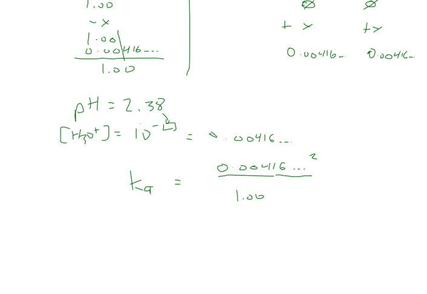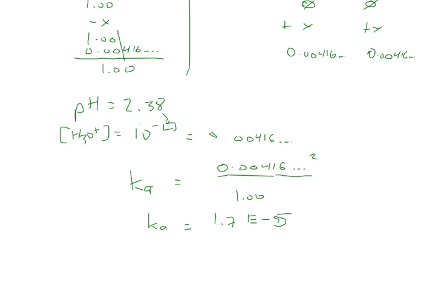So all I've got to do is take the number I have and square it. I've got a Ka value now of 1.7 times 10 to the minus 5. What was the Ka value in your data booklet? Okay, so pretty close. The only reason it might be different, I would think, is that experimental data doesn't always come out the same as theoretical data. That's one possibility. Two is that this is actually temperature dependent, so if you change the temperature, you can change the Ka value.